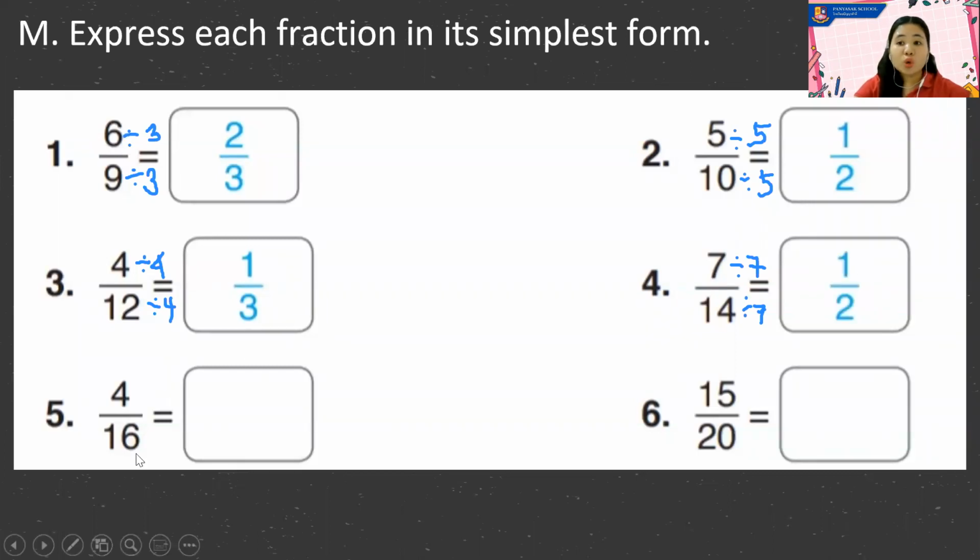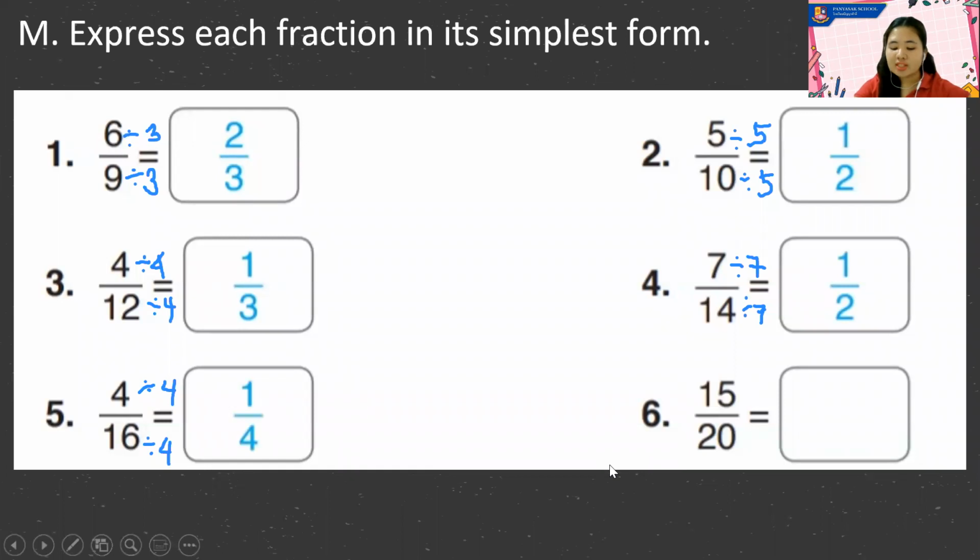Okay, next, 4/16. What can we divide to 4 that we can also divide to 16? That will be 4. So divided by 4, divided by 4. 4 divided by 4 is 1. 16 divided by 4 is 4. So the answer for number 5 is 1/4. Good job.